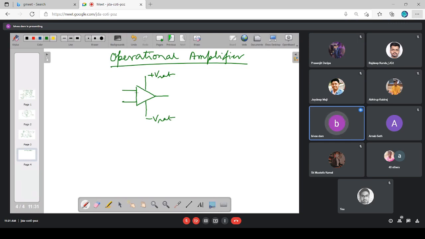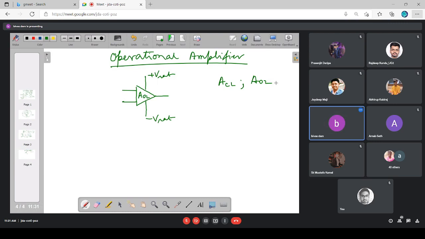The gain of this difference amplifier is termed as AOL. AOL stands for open loop gain. There is no feedback from output to input side. I have not connected anything here. So this circuit is operating in open loop mode. So that open loop gain of the operational amplifier is termed as AOL. If it were closed loop gain, I would have termed it as ACL. One is open loop gain, the other one is the closed loop gain.